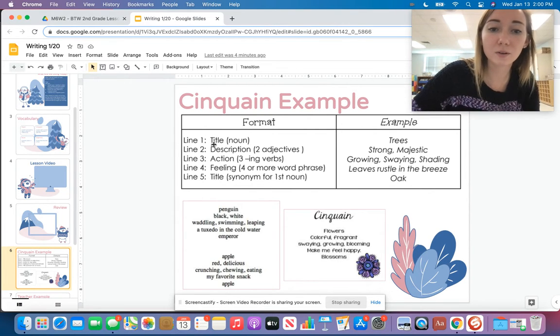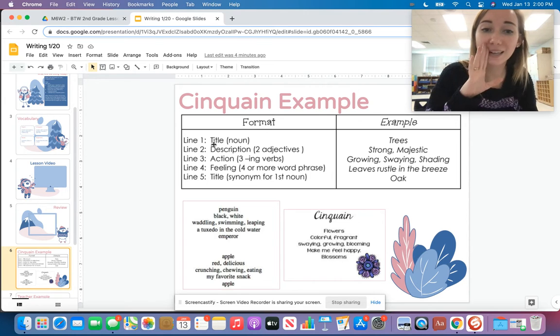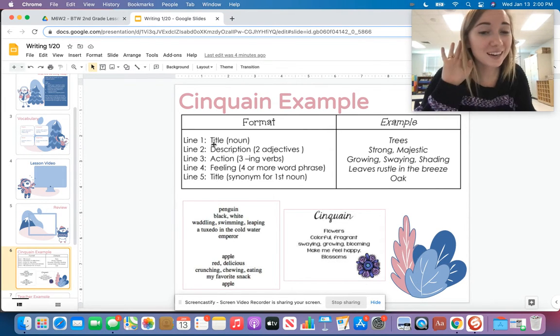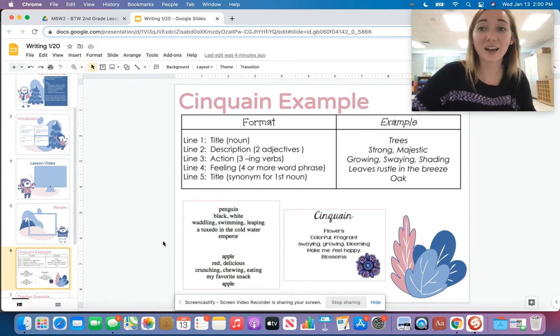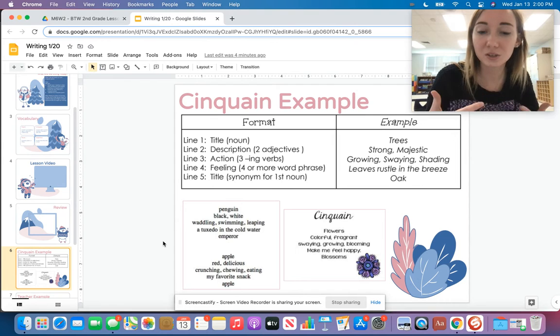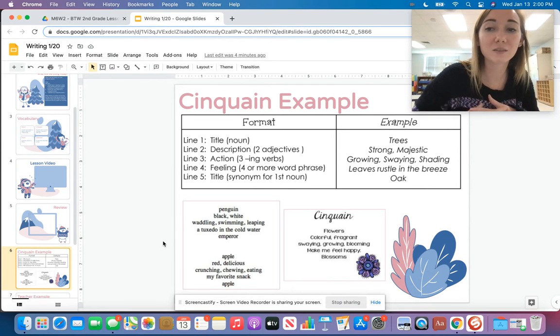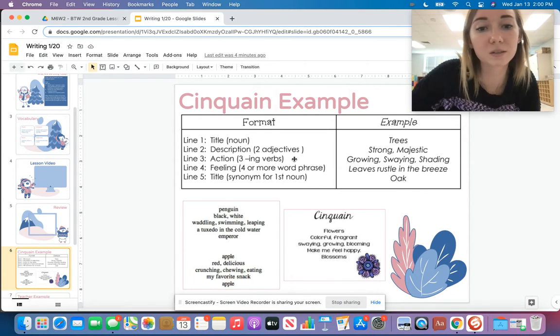So the first line has how many words in it? 1 word, and it's a noun. The second line has how many words? 2 words, and those words are adjectives or describing words. Line 3 has 3 words, and those are going to be verbs, which are our action words.